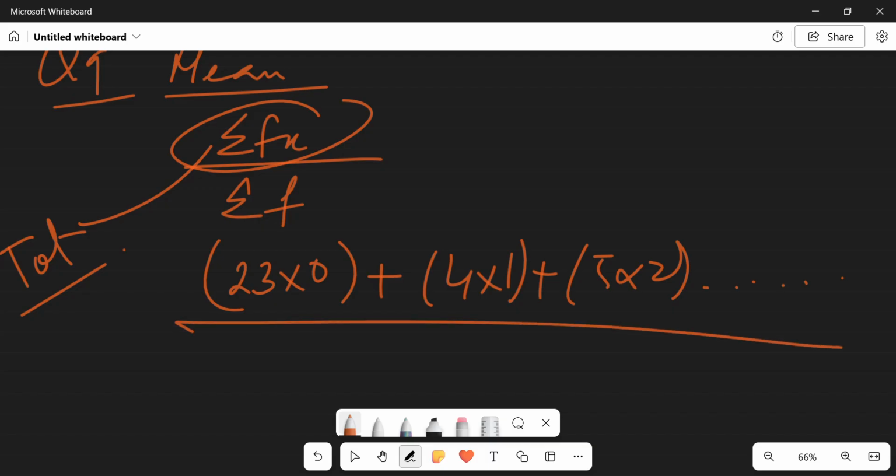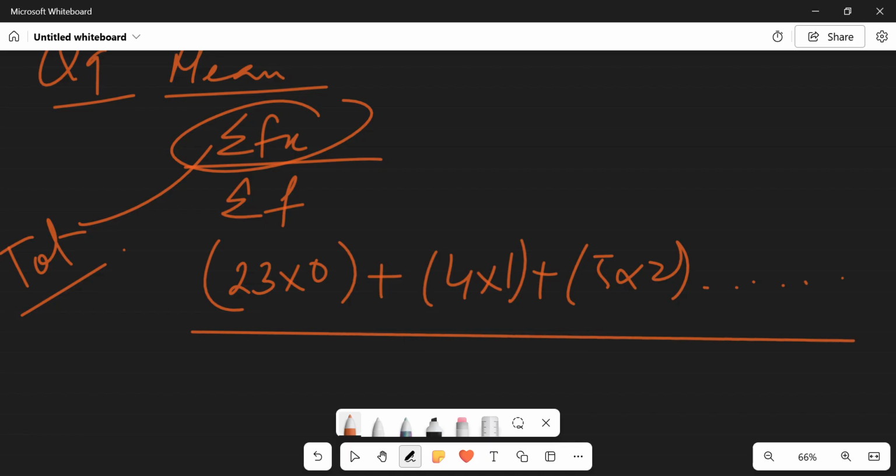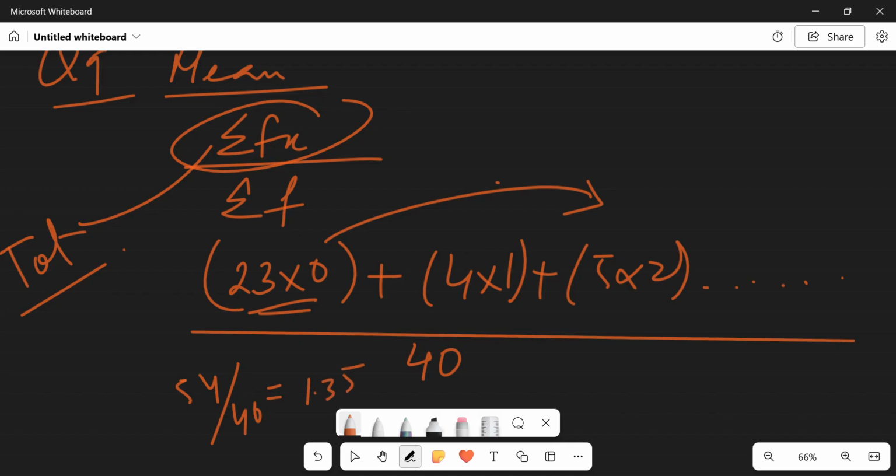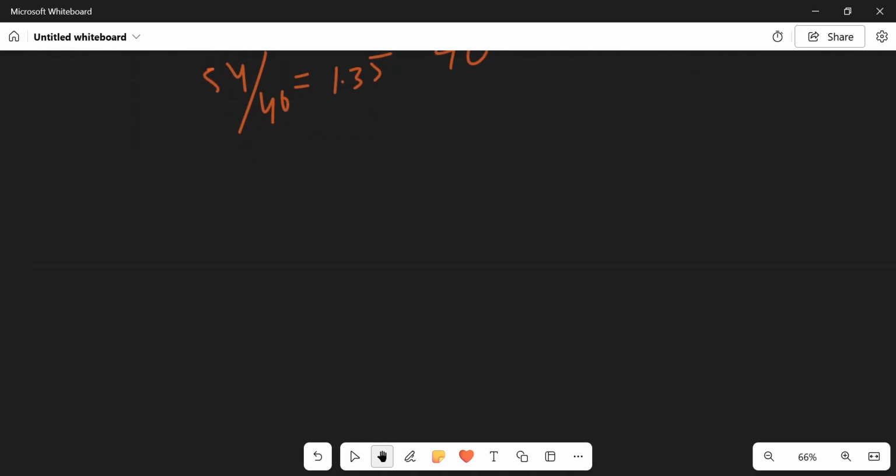So we multiply and then add all of them. Sigma f is the frequency, basically the number of students. So 23 plus 4 plus 5, 2, and so on, gives you 40. The answer for the first one is 54. So 54 divided by 40, you will get the answer, which is 1.35. Okay, next, last question, question number 10.